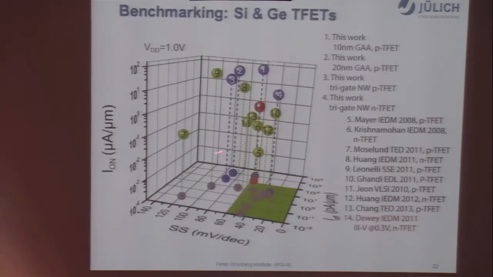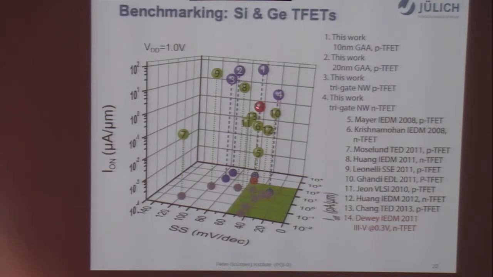Here just shows benchmarking of our device with some published papers. These blue points are from our work, and the green ones are mostly from silicon and one is from germanium transistors. You see here I have the three dimensions: here is on-current, here is minimum subthreshold swing, here is off-current. Of course, for the on-current our work is in a quite good position, and the minimum subthreshold swing and also the off-current are quite okay.